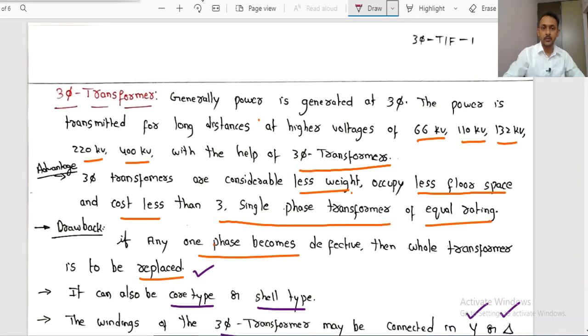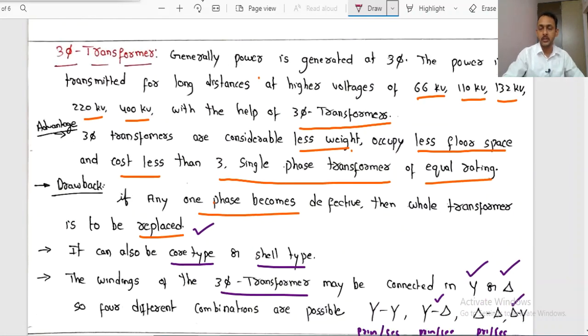The main advantages: if somebody asks what is the main advantage of a three phase transformer, instead of using 3 individual single phase transformers, if you use one three phase transformer, the weight will be less. It will occupy less floor space, and the cost also will be less. But what is the drawback? If any one of the phases gets defective, the whole transformer is defective and the whole transformer has to be replaced, right?